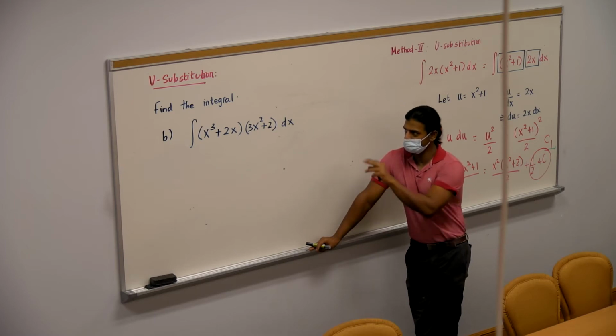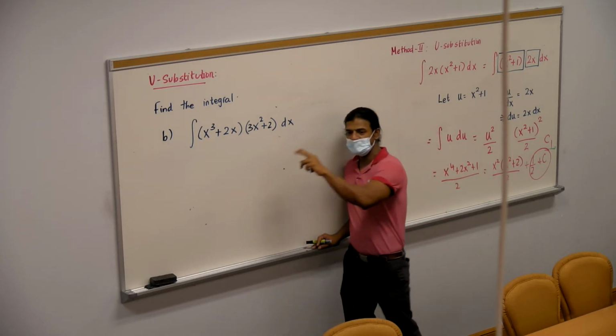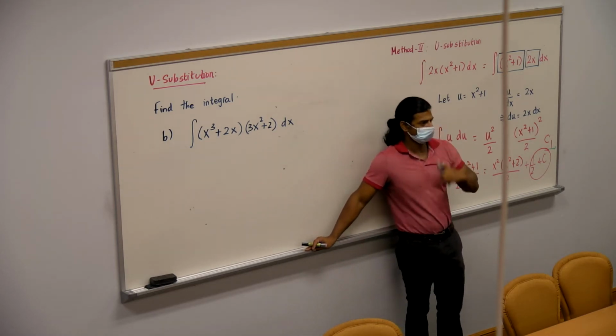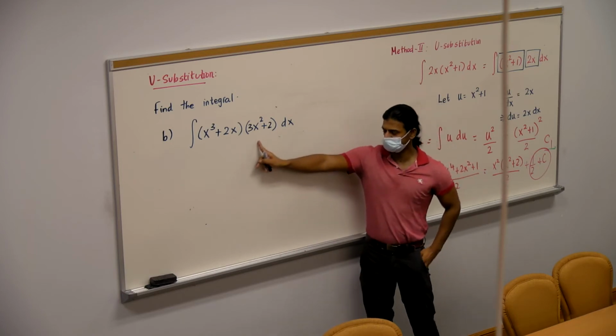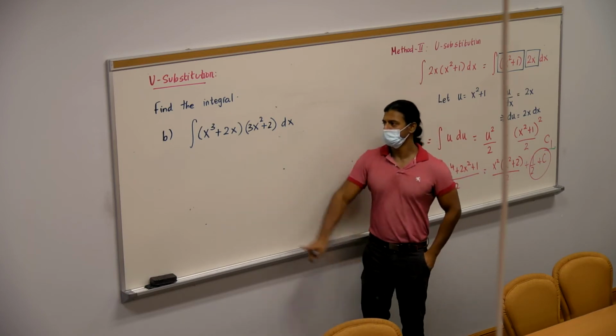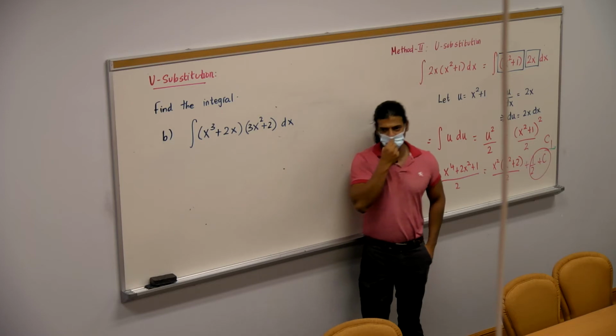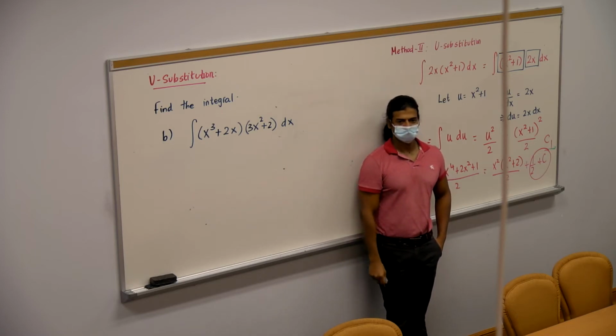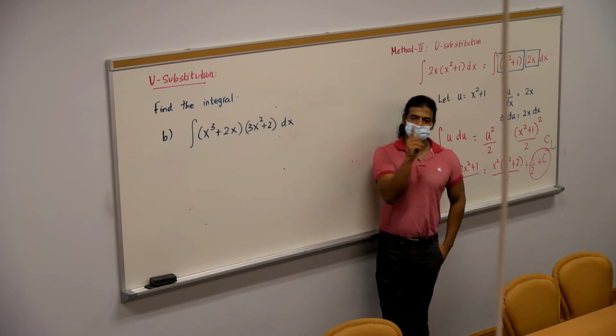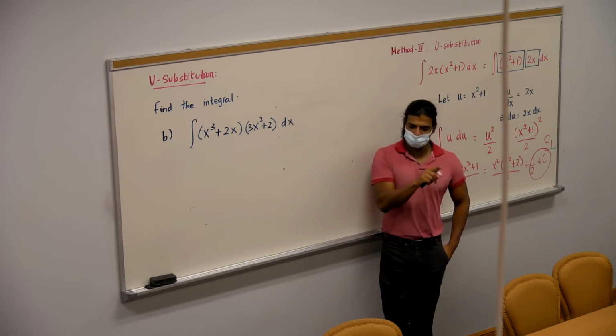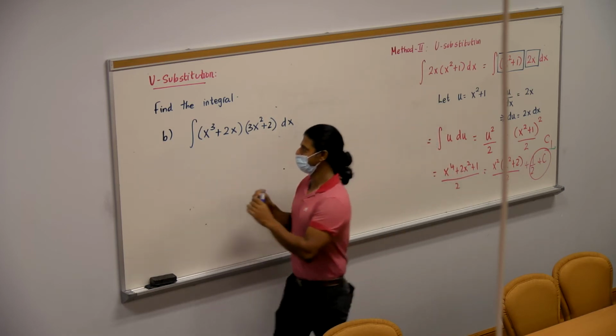Now I ask you, well, of the two expressions, which one should be u? Should u be 3x squared plus 2? Or should u be x cubed plus 2x? Keep in mind, whatever u that you take, when you take the derivative, it has to give you the other expression.